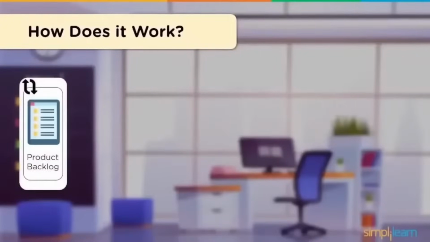Here we have the first component, the product backlog. The product backlog consists of a list of tasks that need to be completed so that the goals of the stakeholders are achieved. Then the team decides what tasks from the product backlog they want to take up and deliver in a 2 to 4 week period called a sprint, hence the name sprint planning.